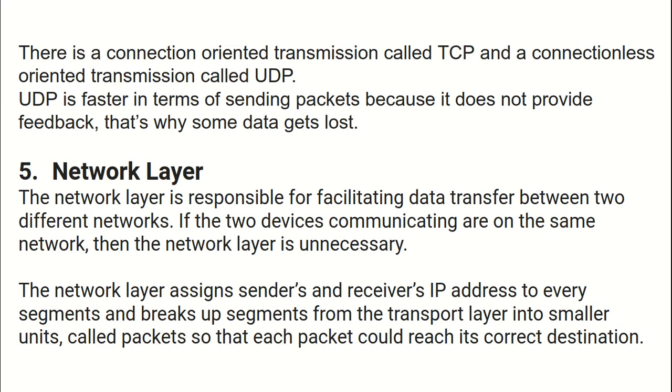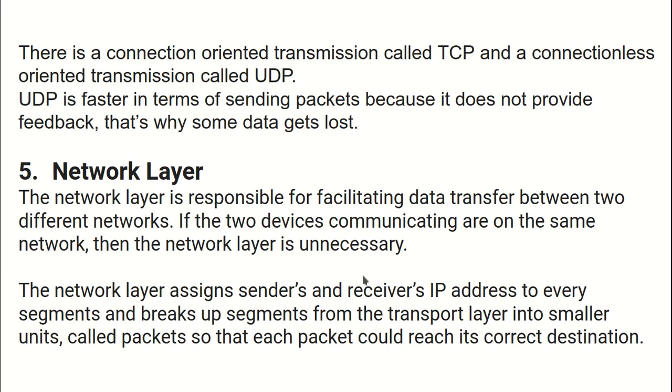Alright. Now let's move to another layer, that is the network layer. The network layer is responsible for facilitating data transfer between two different networks. You need to remember that it is responsible for data transfer between different networks, not on the same network. So if two devices communicating are on the same network, then the network layer is unnecessary. It is not required because it is in the same network. The network layer assigns the sender and receiver their IP addresses.